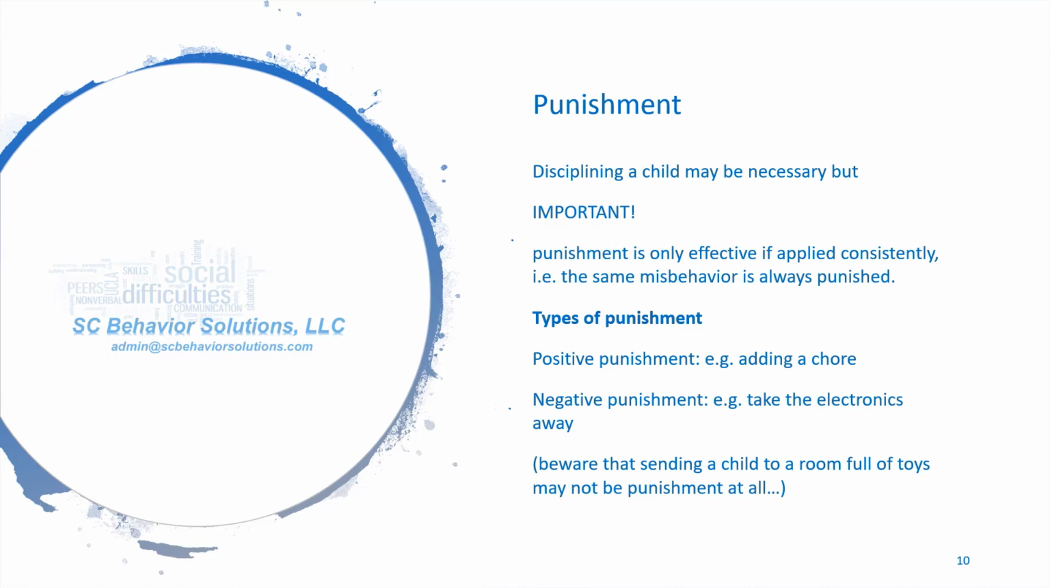Punishment is sometimes necessary, but it's important that punishment be applied consistently. The same misbehavior is always punished. The types of punishment could be positive punishment, adding a chore, or negative punishment, taking the electronics away. Beware that sending a child to a room full of toys may not be punishment at all.